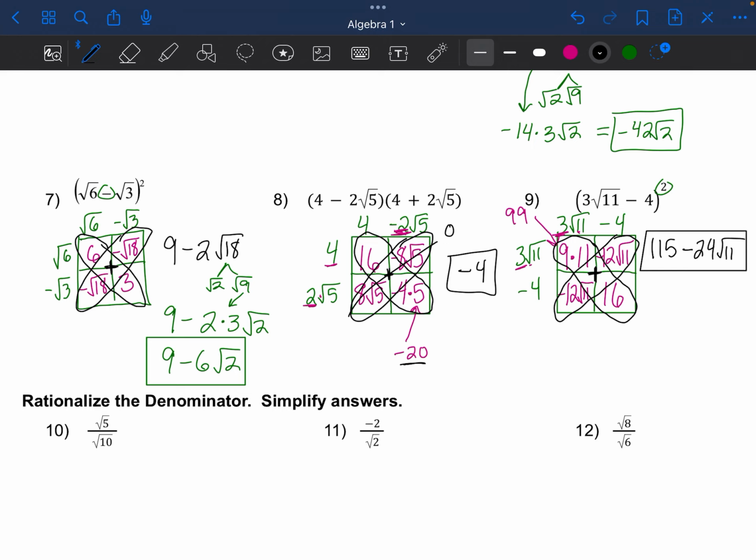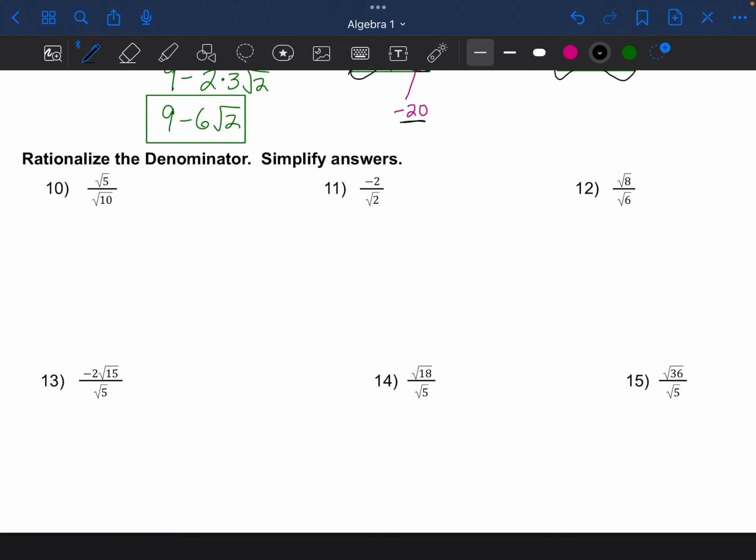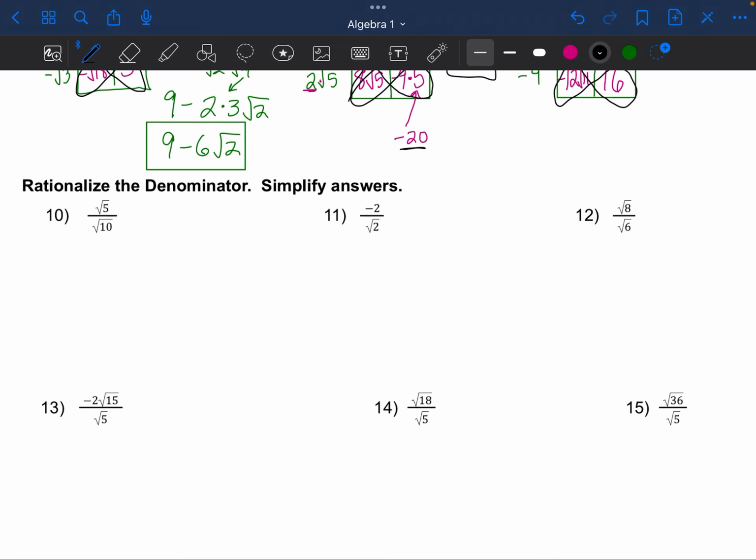Boom, final answer. Can't combine them. All right, on to rationalizing the denominator.